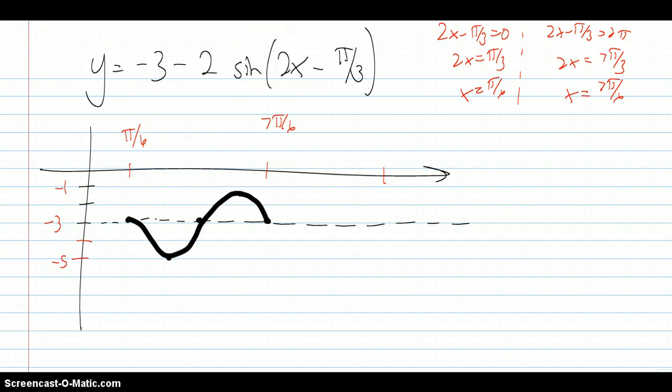We probably want to find the x values, what's halfway between pi over 6 and 7 pi over 6, what's halfway between this and pi over 6, halfway between this and 7 pi over 6. Get those other x values to give a little bit more detail to the graph.